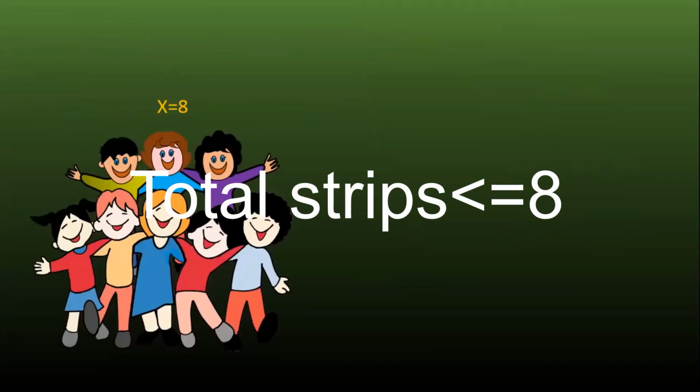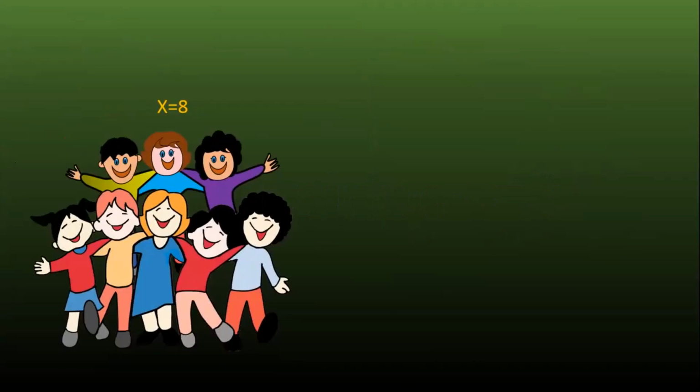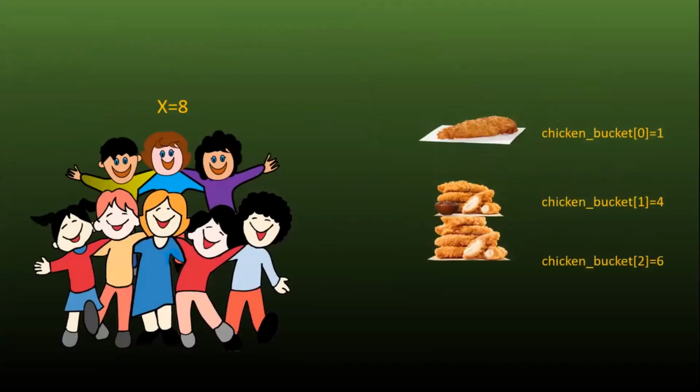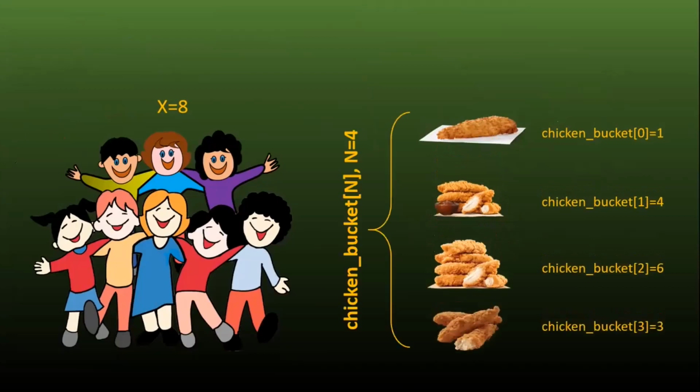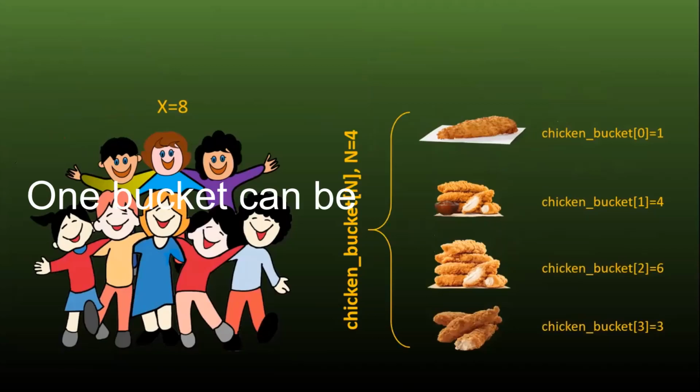Now when my friend went to the restaurant, he found that they have 4 offers for chicken strips. In one offer they give 1 chicken strip and then there are 3 types of chicken buckets which have 3, 4 and 6 strips. Now to reduce the complexity of the problem, let's assume that the restaurant has only 1 instance of every type of offer. So if my friend chooses 1 chicken bucket of 3 strips, he cannot repeat the same.